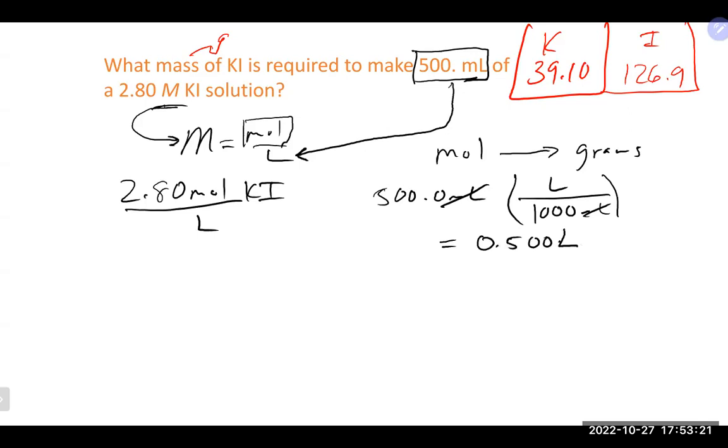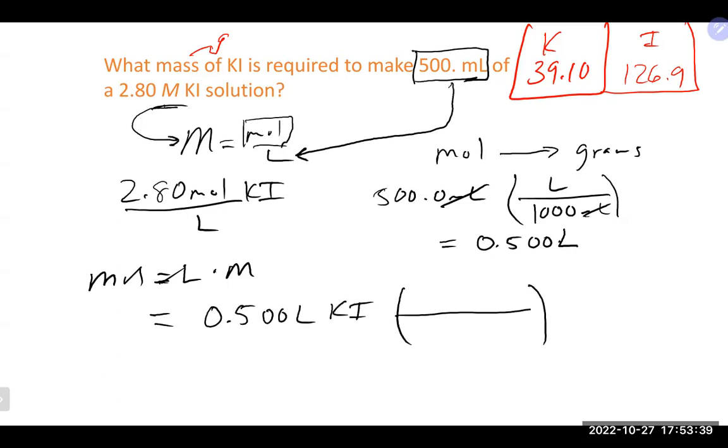It gives us liters. So we can resolve for this where moles is equal to liters times the molarity. Doing a little bit of dimensional analysis approach, 0.5 liters of KI. Using our molarity here, and we're going to multiply it by 2.8 moles of KI per liter. The liters will cancel, and that will leave us with moles. And if we do that there, 0.5 times 2.8 gets us 1.4 moles of KI. Any questions on that setup there?